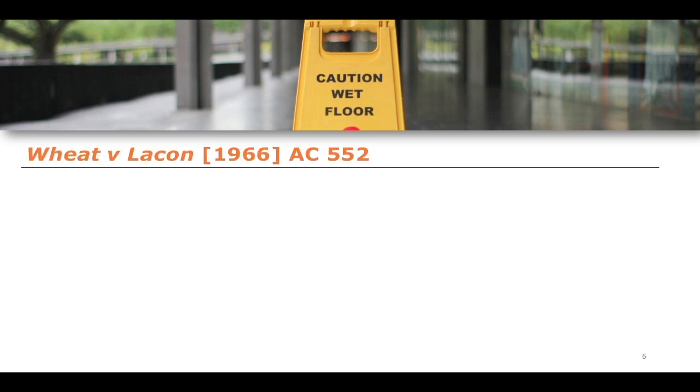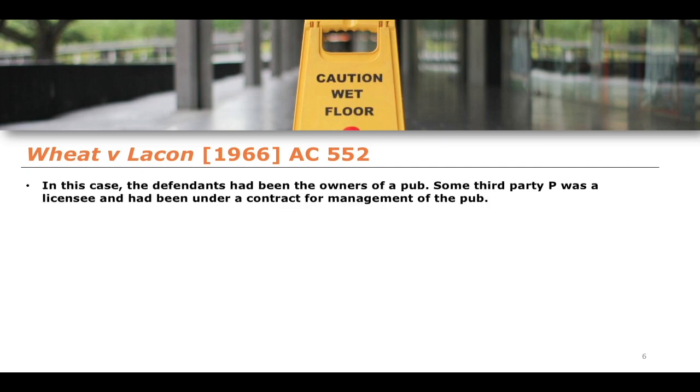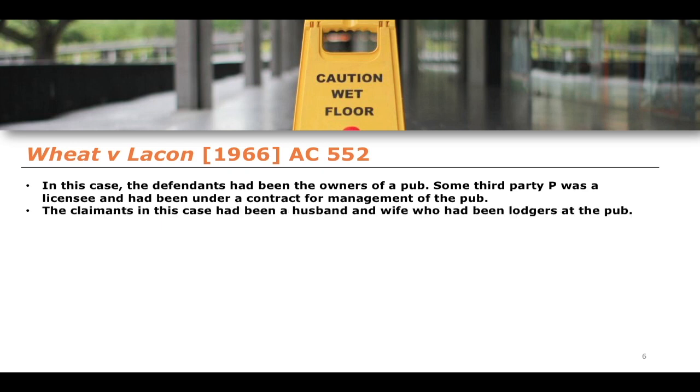Let's get to some case law then. Let's talk firstly about the case of Wheat v Lacon from 1966. This case involved the defendants who had been the owners of a pub, at which point some third party P was a licensee who had been under contract for the management of the pub. So you have almost a little bit of a hierarchy going on here, where you have the defendants who owned the pub, and you have some third party who had been a licensee and essentially had been a manager of the pub under contract. The claimants in this case were a husband and wife who had been lodgers at the pub.